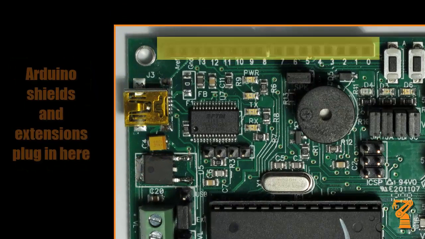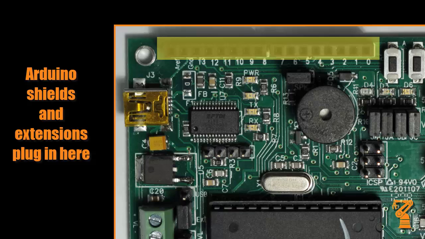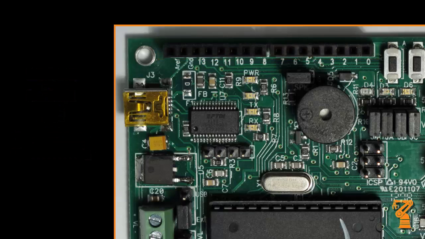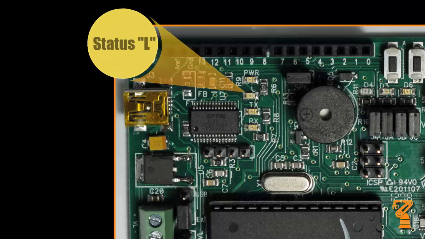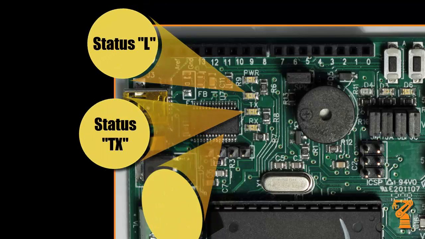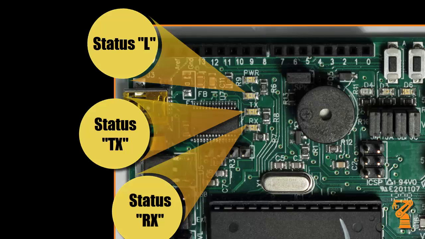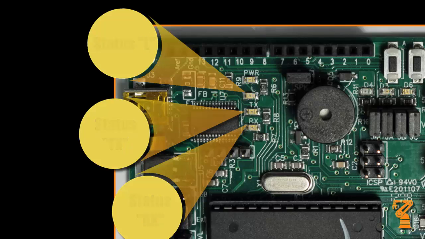These headers are spaced to accept all Arduino compatible shields and extensions. These are the status LEDs. L is directly connected to pin 13 on the Arduino chip, and TX blinks when it's sending data, and RX blinks when it's receiving data.